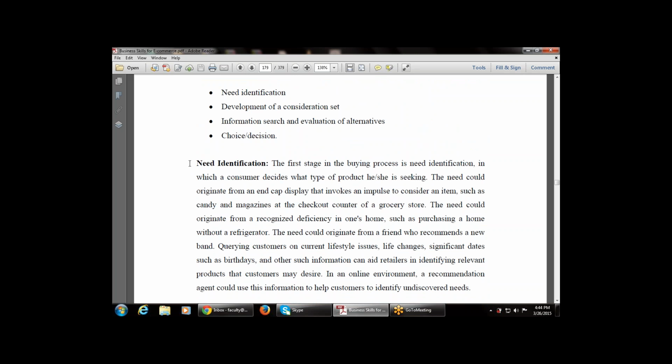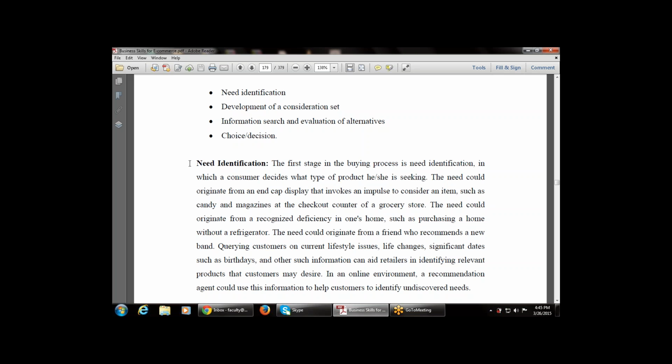So the first one is need identification. The first stage in the buying process is the identification, in which a customer decides what type of product he or she is seeking. Identification means identifying the product or service that he or she wants. That is the first step. The need could originate from an end cap display that invokes an impulse to consider an item.